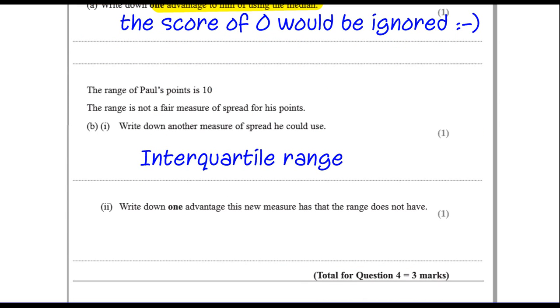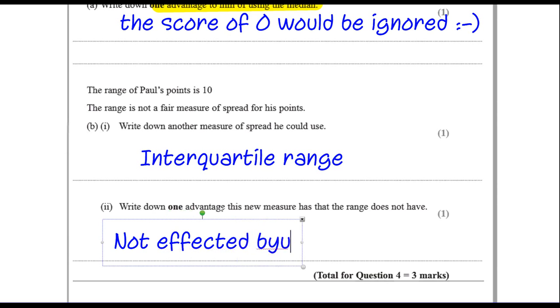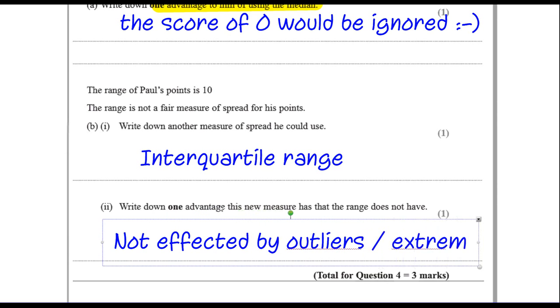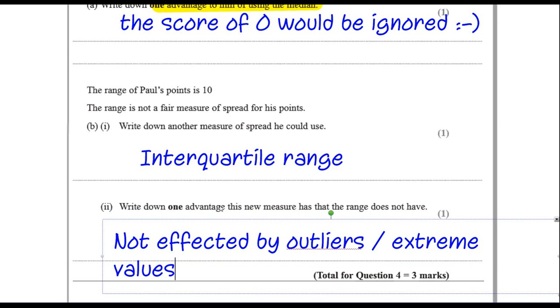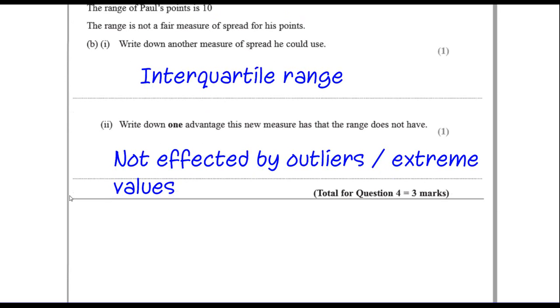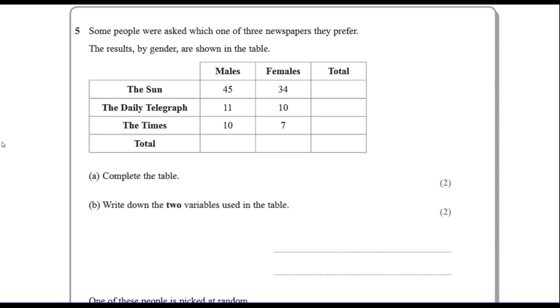Write down one advantage this new measure has that the range does not have. So this is not affected by outliers, or extreme values. Okay, done. Question 5. Some people are asked which one of the 3 newspapers they prefer: Sun, Daily Telegraph, The Times.